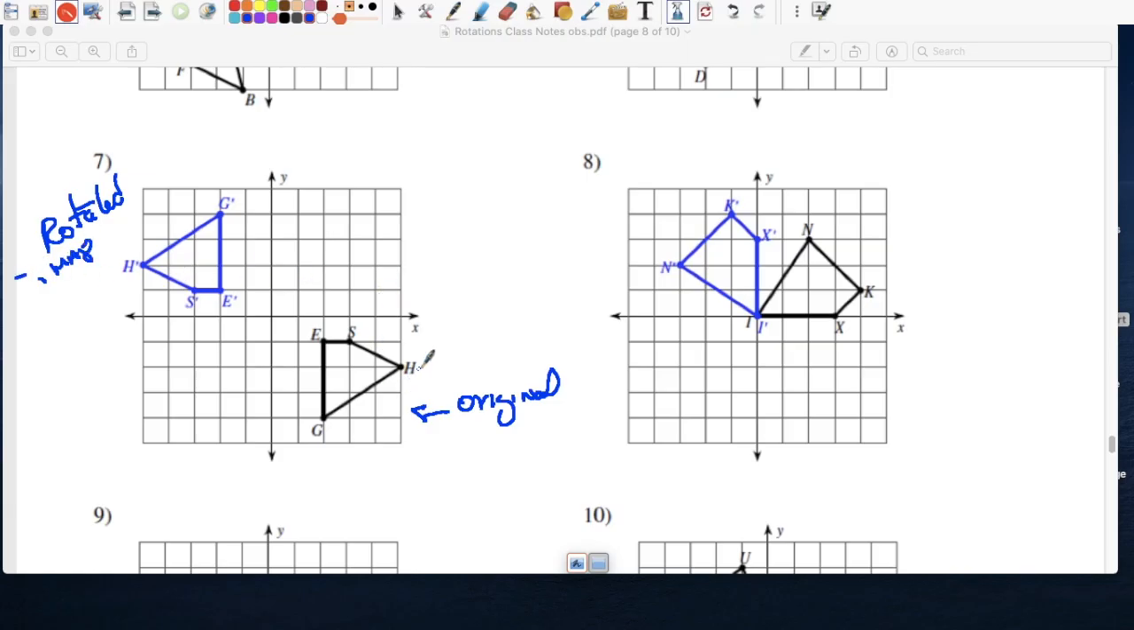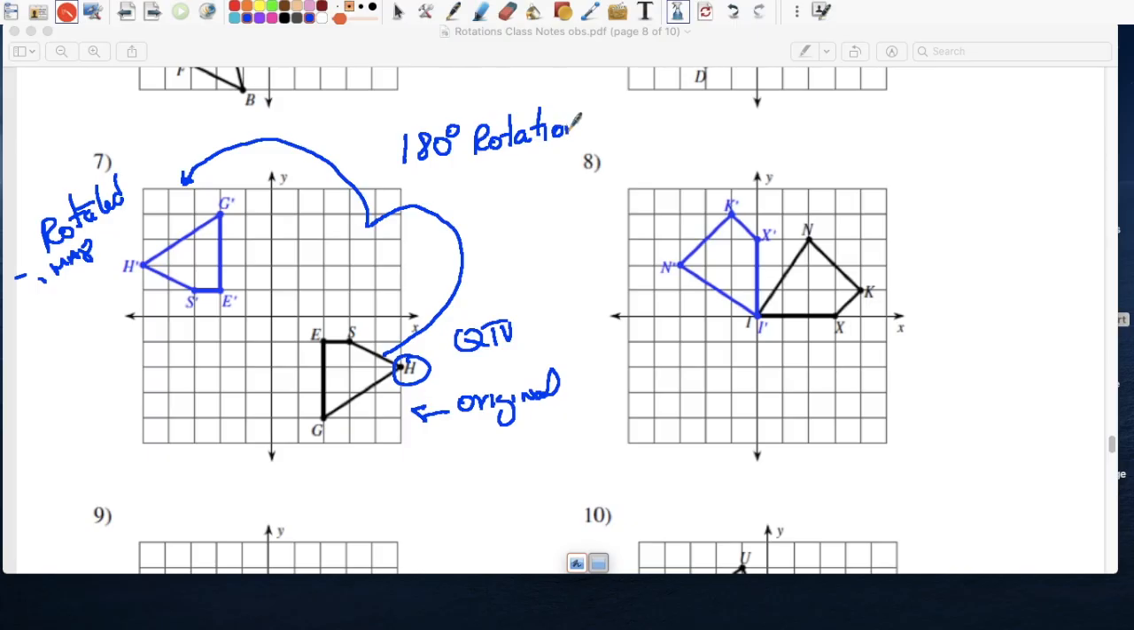So pick a point, and let's focus on H here. H is in quadrant 4, and it went from quadrant 4 to quadrant 1, and from quadrant 1 it went to quadrant 2. So it went 2 quadrants over. So when it travels 2 quadrants, it's a 180-degree rotation. And it doesn't matter which way you say, clockwise or counterclockwise, it still lands in the same spot. So even if you said we're rotating this direction, notice that it still lands in quadrant 2.